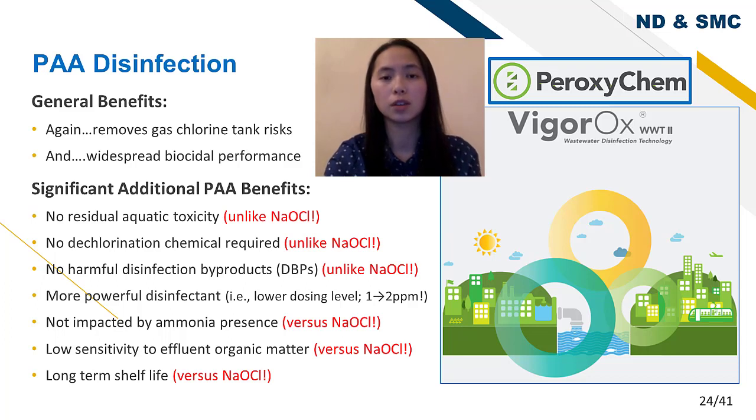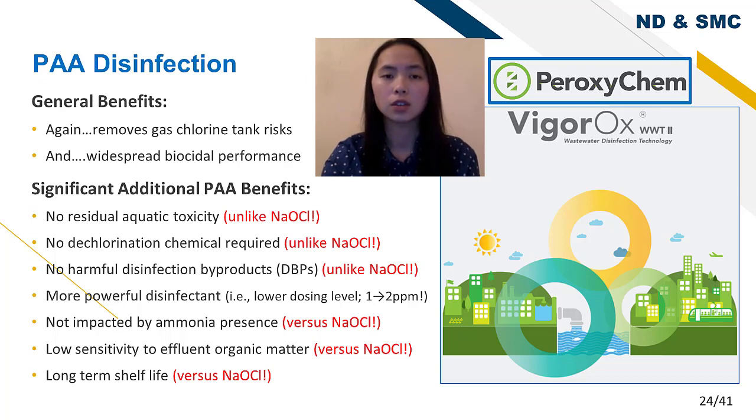First and foremost, peracetic acid eliminates the risks associated with chlorine gas. And as a strong oxidizing agent, peracetic acid exhibits widespread biocidal performance against bacteria, fungi, spores, and viruses. As the chemical breaks down relatively fast in wastewater, it has no residual toxicity and does not require dechlorination. Peracetic acid does not produce harmful disinfection byproducts, which are identified as a major drawback of chlorine-based disinfectants.